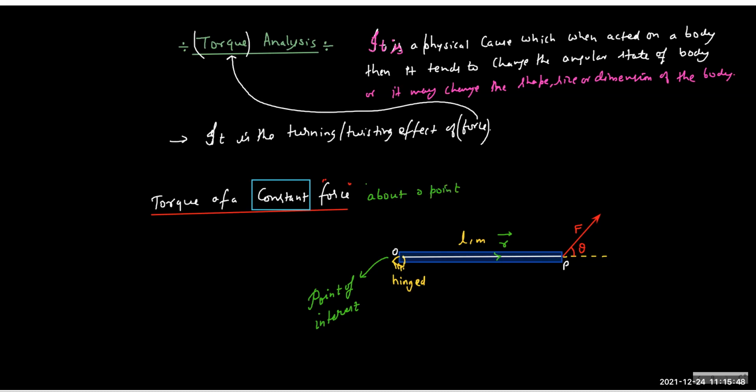This is the first definition. The point of interest is the point about which I want to know the turning effect. It means if you are sitting at that point O, at what rate is it going to turn? That is the basic idea we are trying to understand. And P is called the point of application of force. So force is applied on the right side.